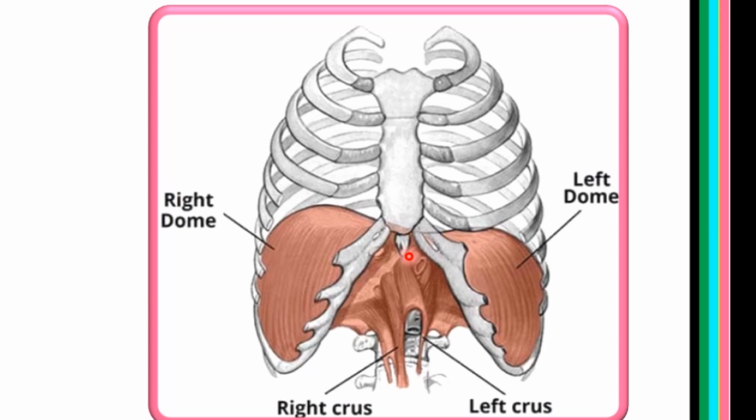The next part of origin will be the costal part, and here is the costal part. This costal part will be the inner surfaces of the lower 6 ribs and also their costal cartilages. And they will pick origin from both the right part and the left part to form the right dome and the left dome, respectively. The final part is the origin from the lumbar region or the vertebral region. That's the vertebral part or the lumbar part.